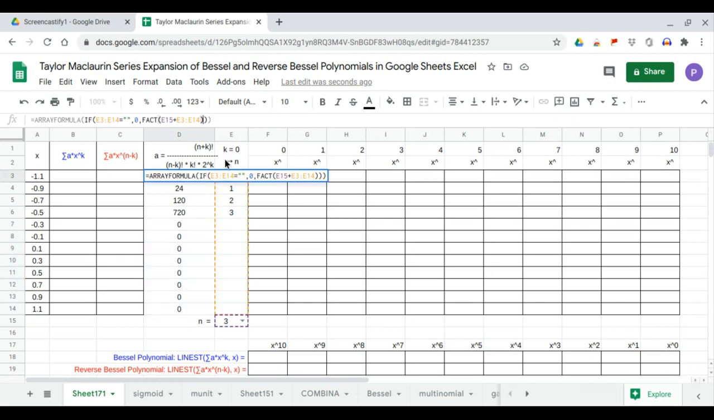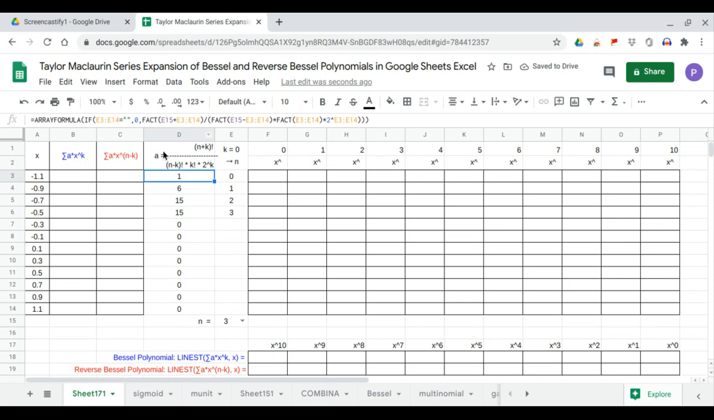We continue with the denominator, which has 3 parts. So the first part, factorial n minus k. The second part, times factorial k, that's the second part, times 2 to the power k. Enter.